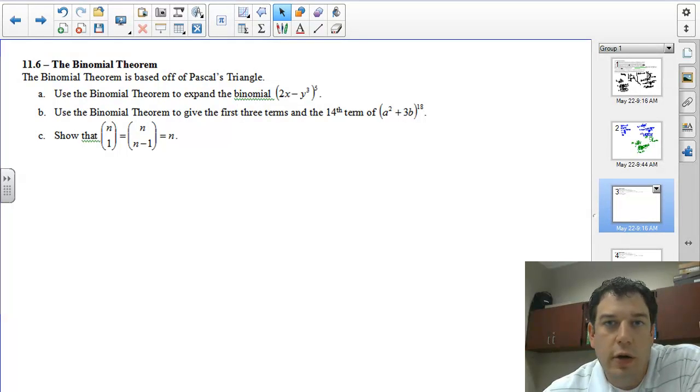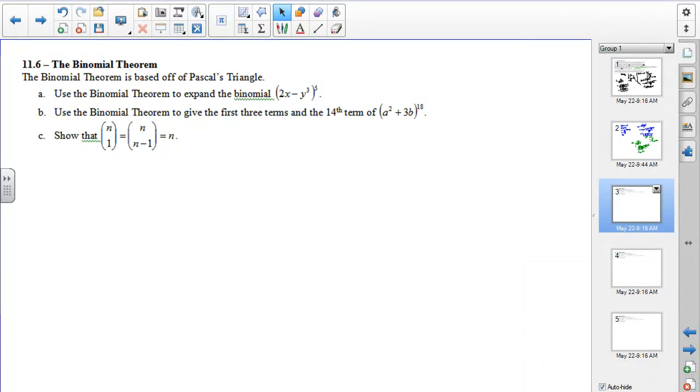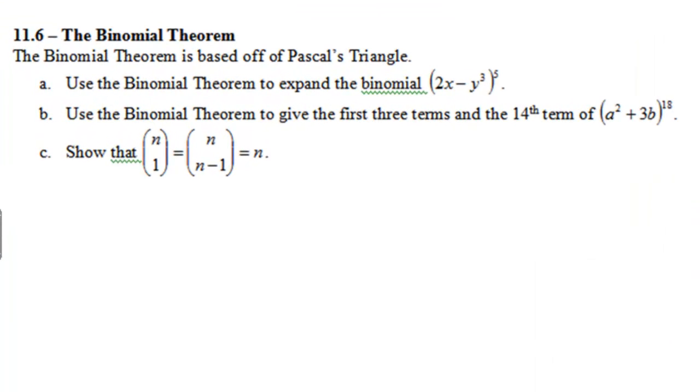Hi everybody, Mr. Garrett here again, and we're going to talk about the binomial theorem and the second review problem for tomorrow's group quiz. So I hope this helps. The first question says, use the binomial theorem to expand the binomial (2x minus y cubed) raised to the fifth power. We're going to go ahead and do that right down here.